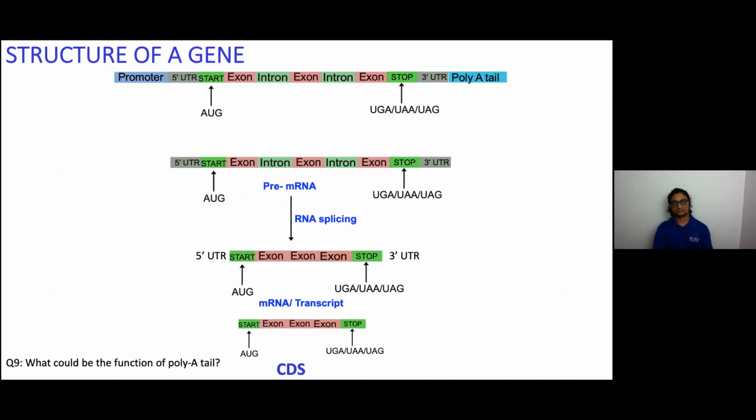So this is the structure of a gene. It consists of a promoter sequence, then it has the 5' UTR, then the start codon, exon. It can have multiple exons or multiple introns. Then finally on the final exon, it has the stop codon, and it has the 3' UTR, and it has a poly A tail.